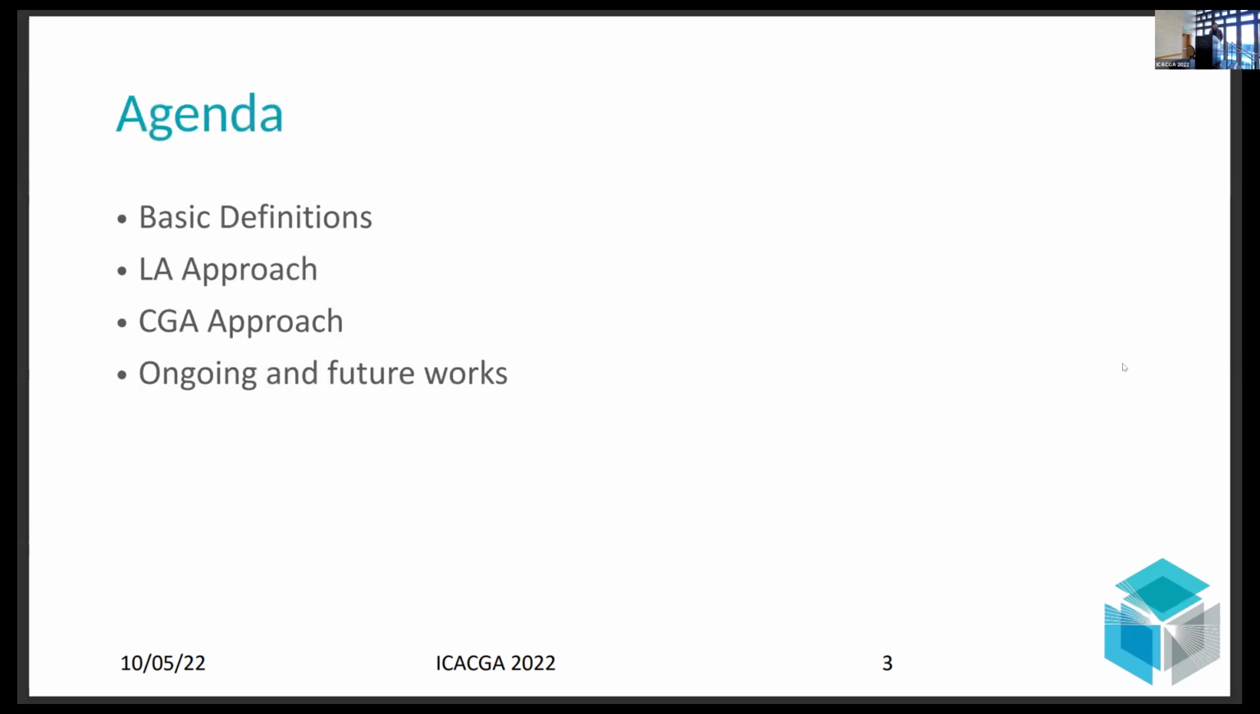So this is an outline of the presentation. I'll start with some basic definitions and some fundamental results on distance matrices. Then I'll present the linear algebra approach, this original approach of that first reference. And then the new approach using CGA. And finally, I'll comment something about the ongoing works and future works.